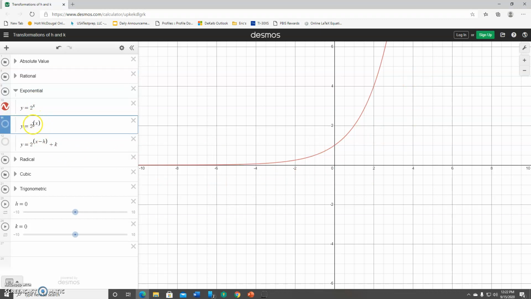The group here is with the x. So when I add 3 as part of the x in the exponent, that should make it move left 3 units. And in fact, it does. It's kind of tough to see, but definitely there's a left movement here. Again, if I subtract, say -4, it moves to the right.